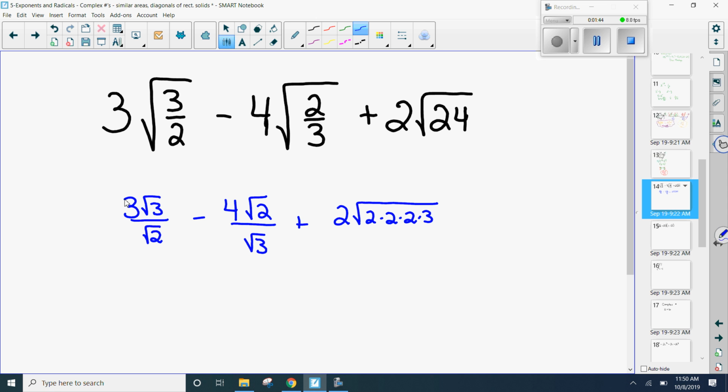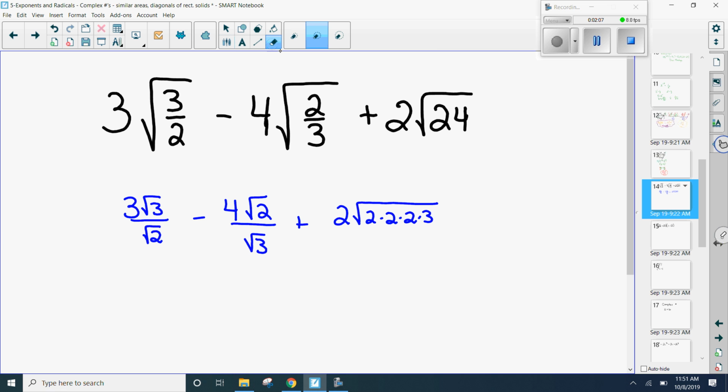Now there's two different routes you can go from here. One thing you could do is you could just go ahead and get a common denominator, which personally I think is easier. Or the other thing you can do is you can rationalize the denominators and then add your fractions together. But if we're adding fractions, I like to go ahead and just get a common denominator. I will show you both ways.